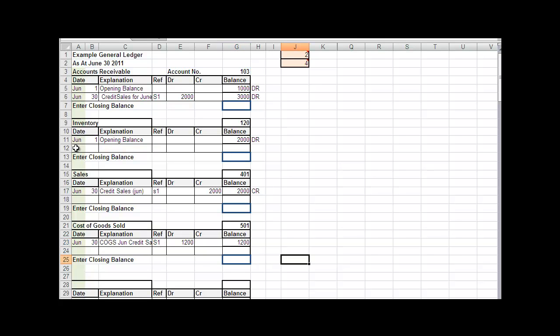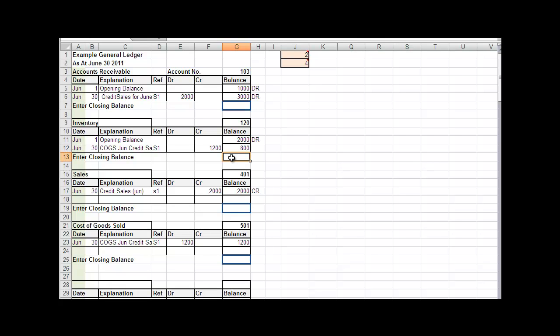Now the other side to that entry is going to be inventory. June 30, and it's our COGS for June credit sales. You could have any other number of explanations in there that work for you. The journal reference is S1, and this will be a credit of $1,200, and therefore our closing balance will come down to $800.